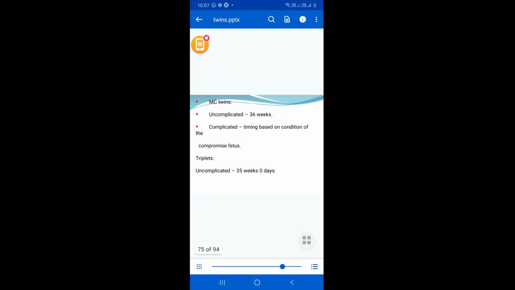That is, in singleton, term will be 38 weeks. In twins, it will be 36 weeks. In triplets, it will be 34 weeks.